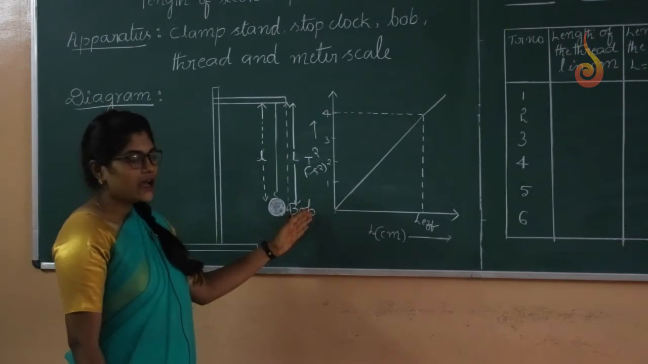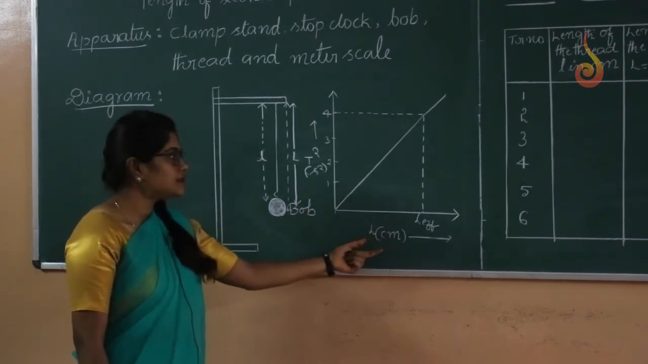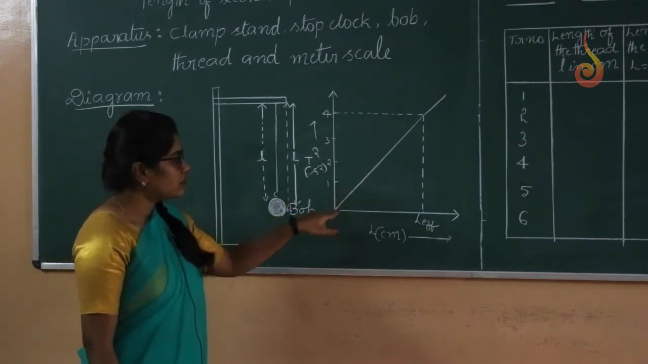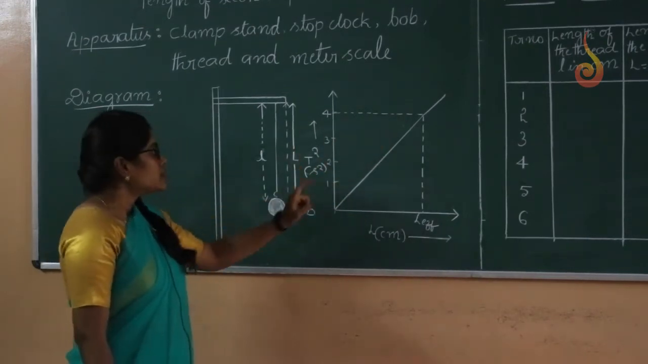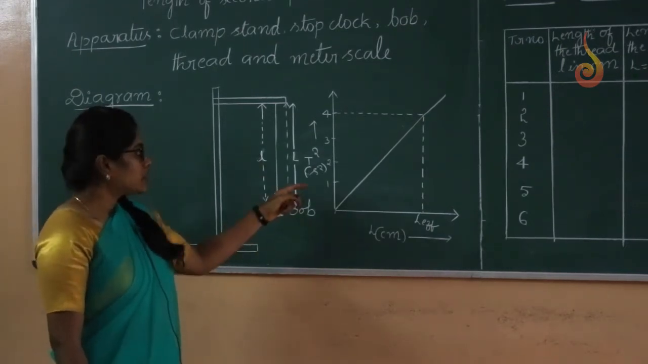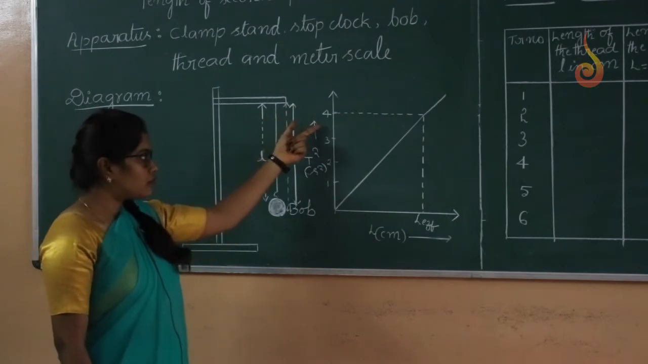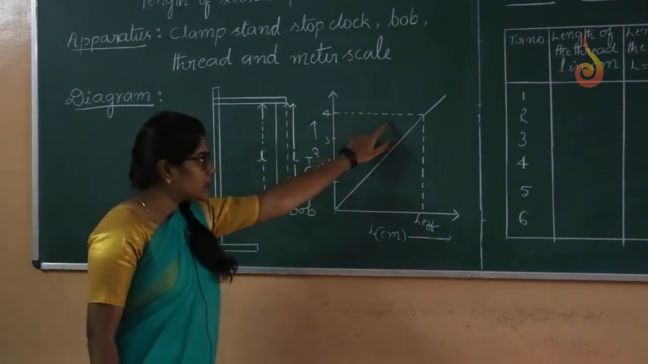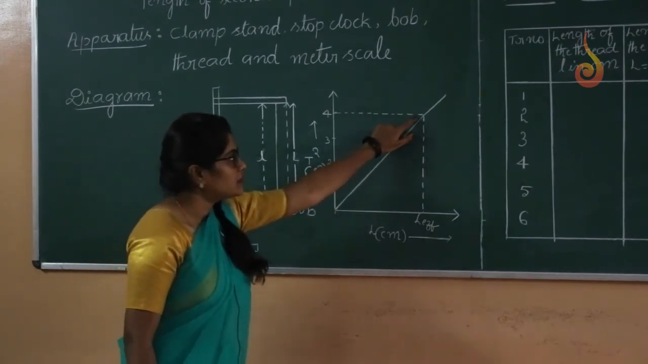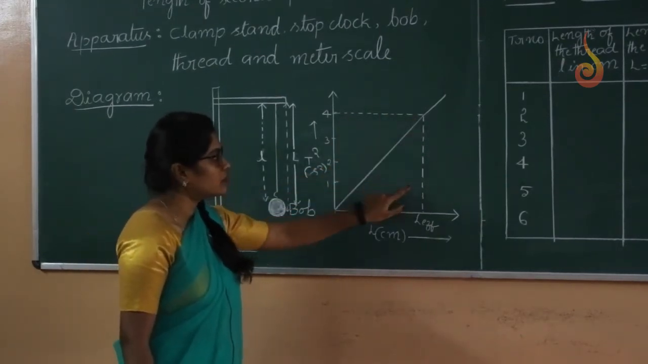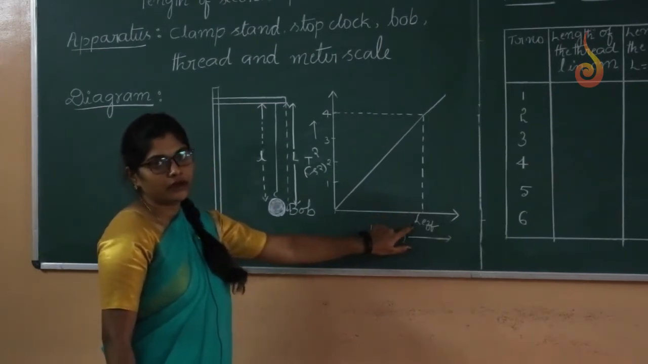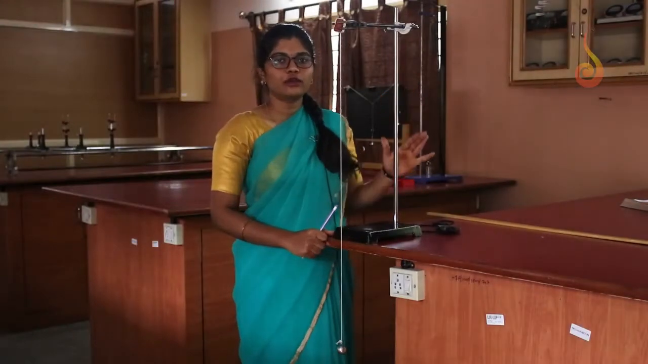This is the nature of the graph. We plot L on the x-axis and T square on the y-axis. We are going to get a straight line. Since the time period is equal to 2 seconds in the seconds pendulum, T square, 2 square, will become 4. So we are going to draw a perpendicular line to the line we obtain, from T square is equal to 4. Again we are going to draw a perpendicular line where you are going to get the effective length of the pendulum. Now I will explain how to perform this experiment.